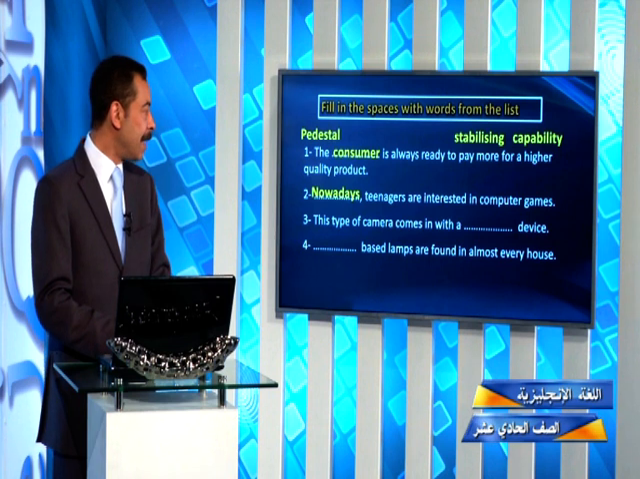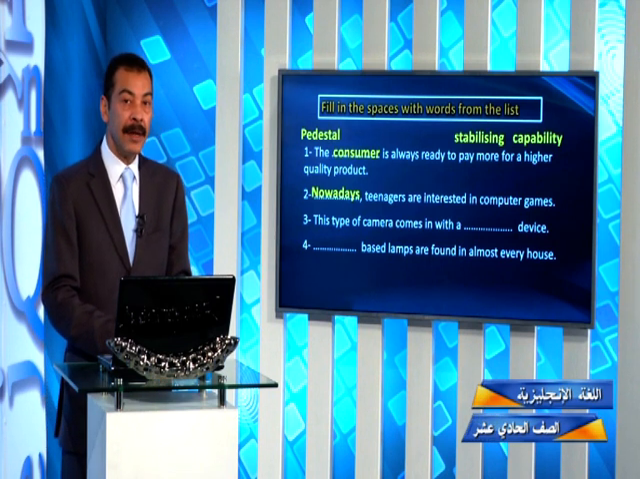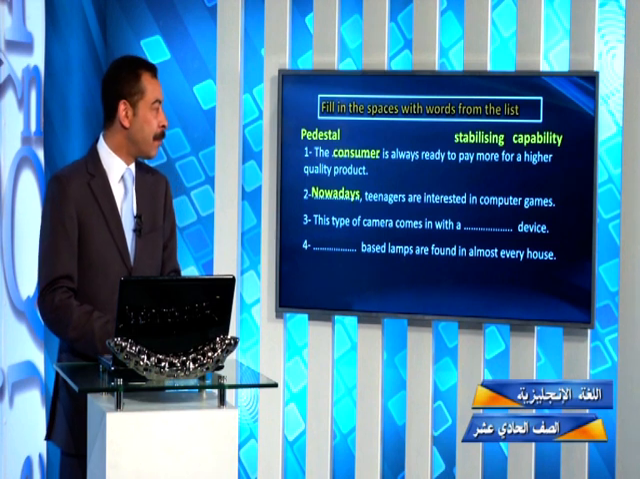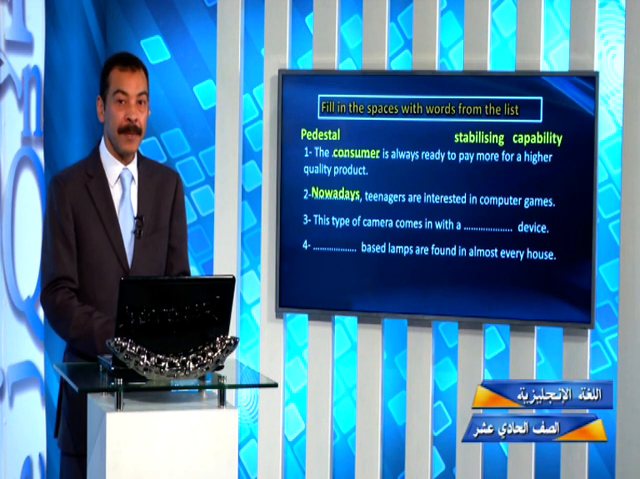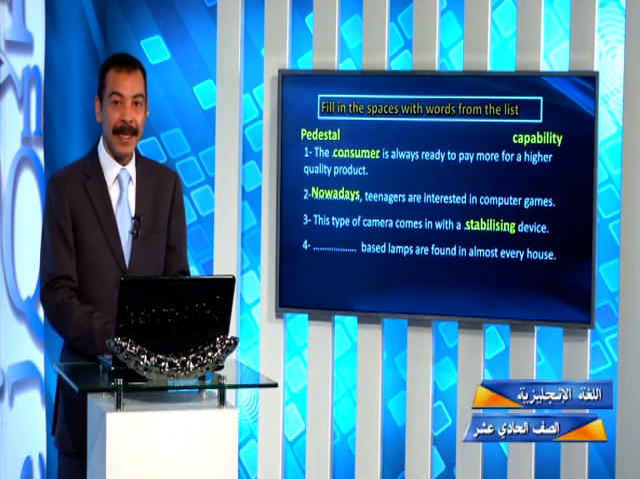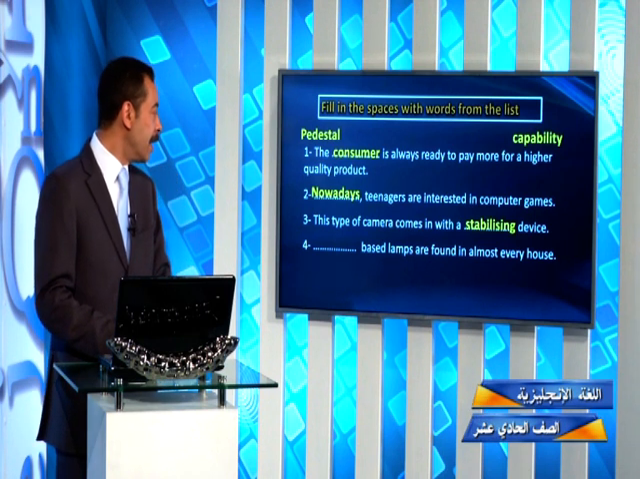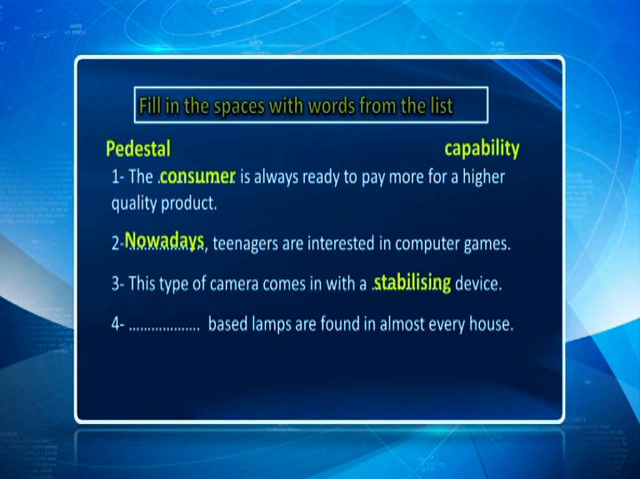Number three, this type of camera comes in with a device. Now, what type of device is it? Pedestal, stabilizing, or capability? Yes, excellent. Your guess was right. It's a stabilizing device. And the last one, based lamps are found in almost every house. Based lamps, that is lamps which are based on something. Either pedestal or capability. Of course, yes, you're right, pedestal. So pedestal-based lamps are found in almost every house.